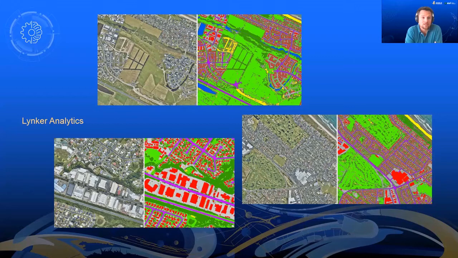And the output has reached an overall accuracy of 90%, which is quite impressive, and produced over 1.1 million polygons. And this is now a layer that can be used in further analysis on the hydrological models for Tauranga.